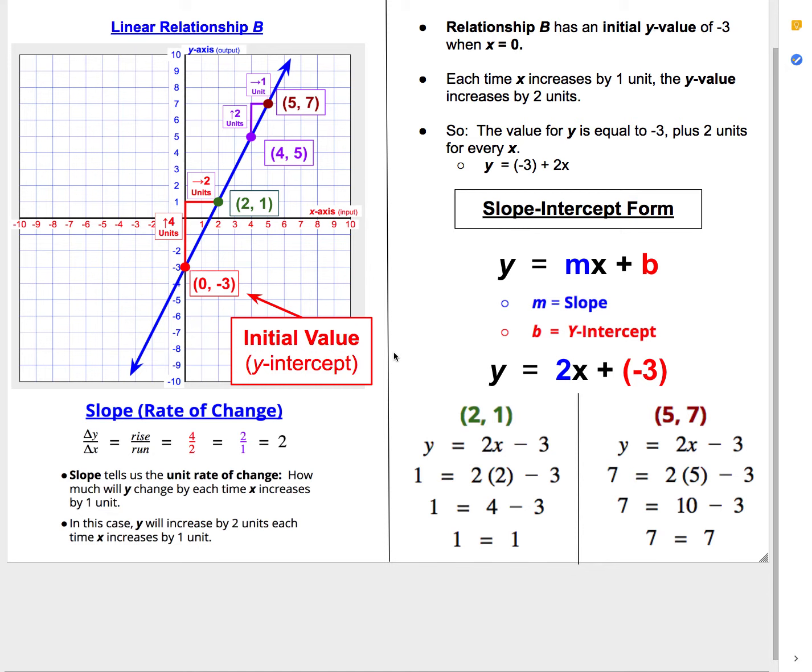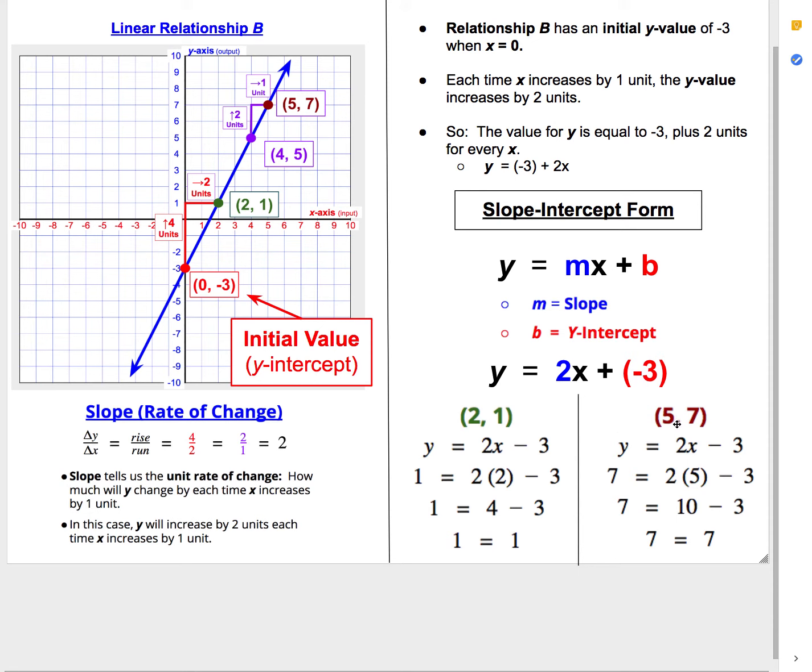We see here the green data point when x is 2 and y is 1. If we plug it into this equation, replace the y with 1, replace the x with 2, 2 times 2 is 4. 4 minus 3 leaves us with 1 for y. It works in this equation. We see another example from the line, 5 for x and 7 for y. If we substitute 7 in for y, 5 in for x, 2 times 5 is 10. 10 minus 3 leaves us with 7. It works in that equation as well. We can be confident that this equation, y equals 2x plus -3, is the equation to match this graph.